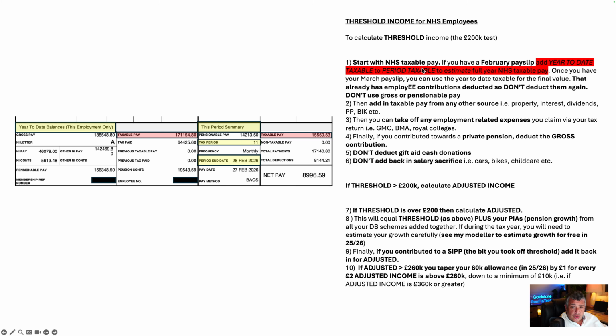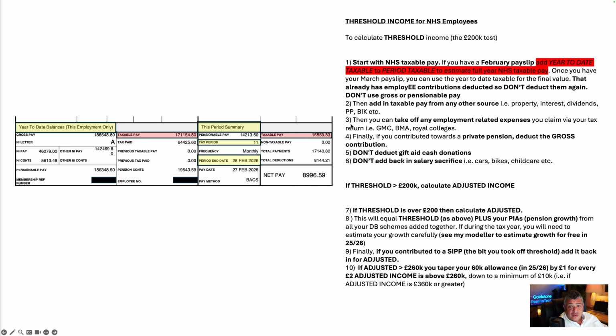Now, of course, threshold income and adjusted net income also need to include taxable income from any other source. So for example, if you get income from property, if you get income from bank interest, if you get dividend income, if you get income from private practice or non-NHS income or other benefits in kind, then you need to add that to the value for your NHS taxable pay.